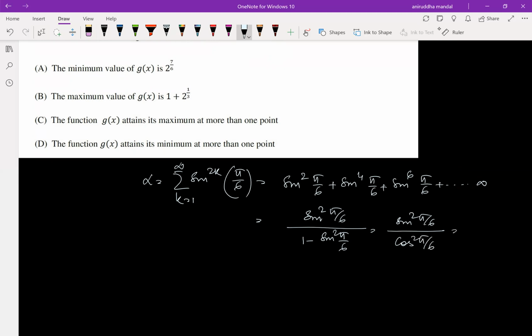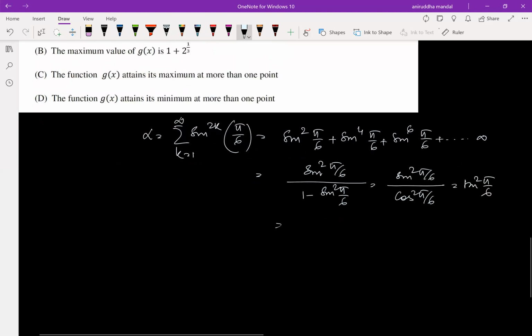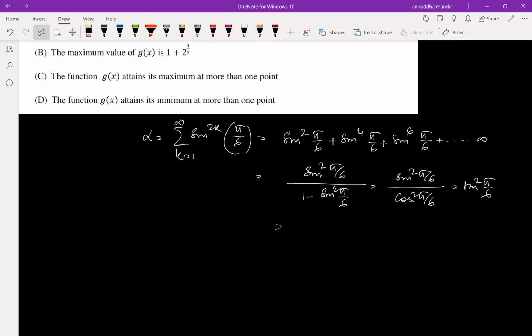Okay, now this is alpha. So pi by 6 means 30 degree, and tan of 30 is 1 by root 3. So tan square means 1 by 3. So we get the alpha value.